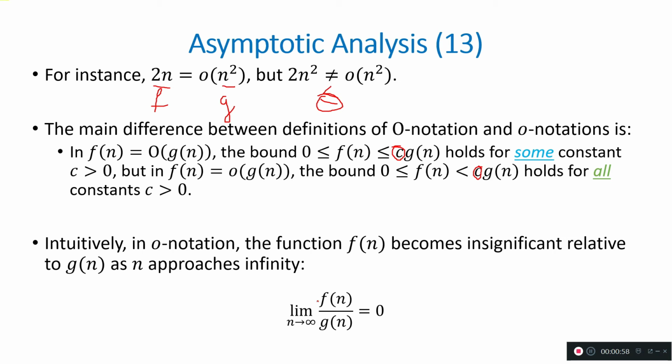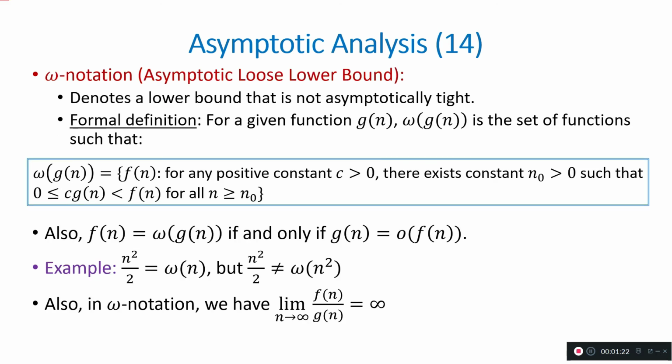So if you take the relation between f of n and g of n, and you take the limit as n approaches infinity, we would see that this limit goes to 0. It means that the function f of n becomes relatively very insignificant as compared to g of n for sufficiently large values of n.